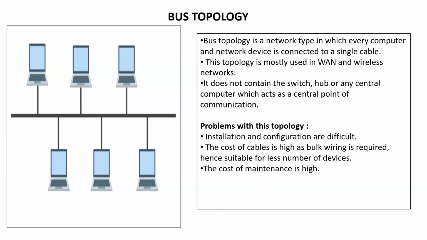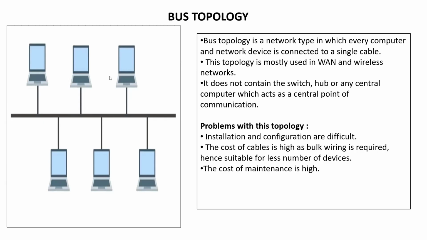So as you can see in the diagram, there is only one cable, or only one line, and different devices are connected to it. Bus topology is a network type in which every computer or node is connected to a single cable. This topology is mostly used in WAN and wireless networks.